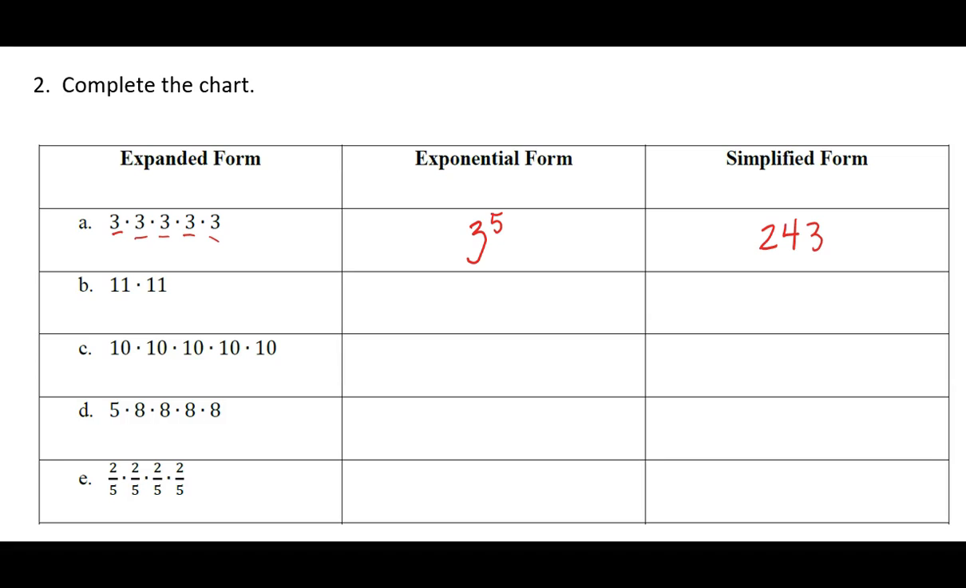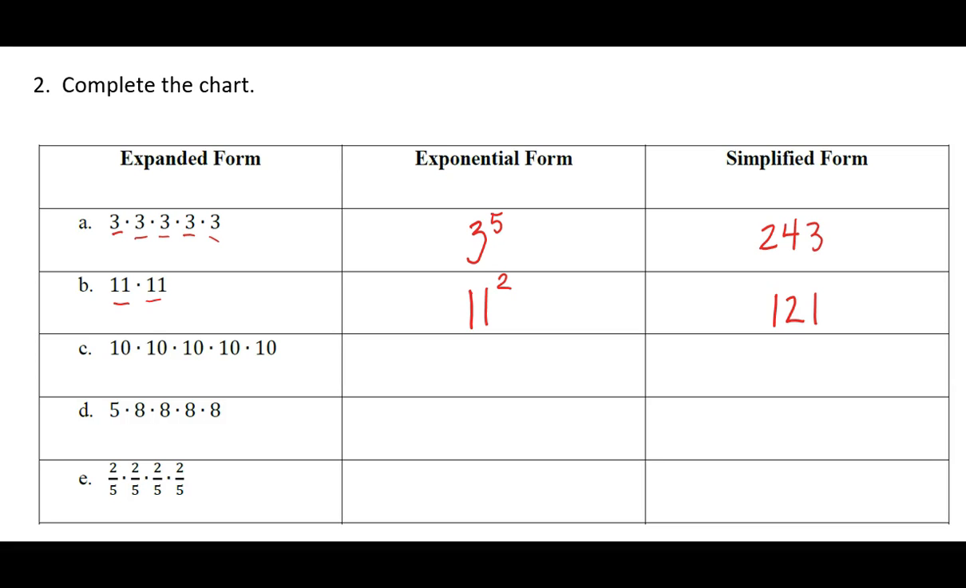In question B, I have 11 times 11. So 11 is the base, and I'm multiplying two 11's together. The simplified version would be 11 times 11, which is 121. Notice that to find the simplified version, I'm not taking 11 times 2. That's a common error when working with exponents. We don't multiply the base times the exponent. The exponent tells us how many copies of the base we're multiplying together.